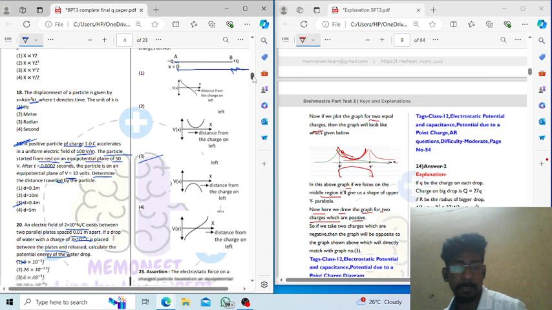The electrostatic force on a charged particle located on an equipotential surface is 0. The electrostatic force F is equal to 0, and the component of electric field is given by E equals dV by dr. And on an equipotential surface, V is constant.